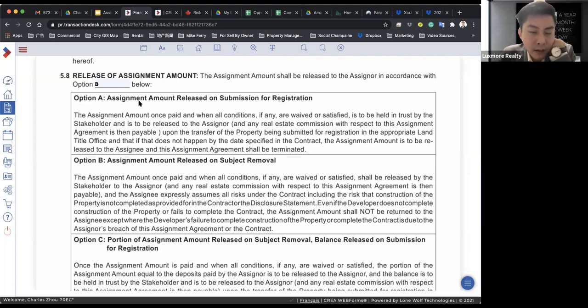Option A says assignment amount release on submission of registration, which means a completion of the property. That's going to take another year or 2 years, a very long time. Not many sellers want to choose this option unless they're very, very in a rush to sell. They would agree to option A, or they don't need money right away.